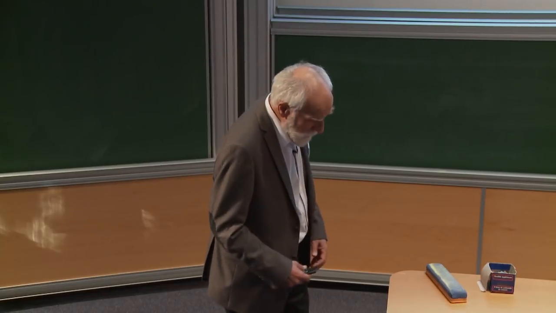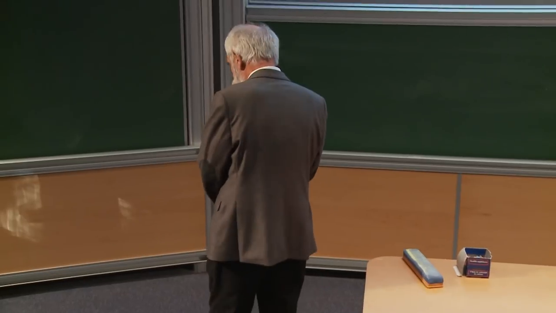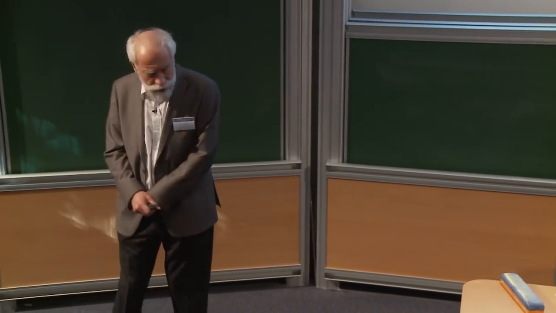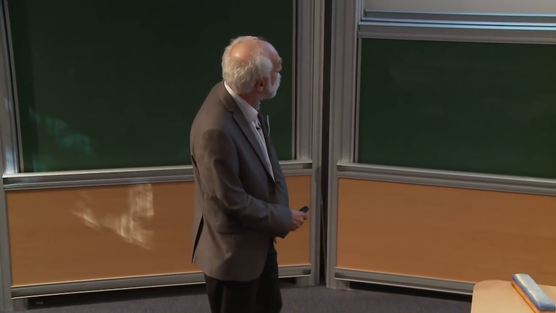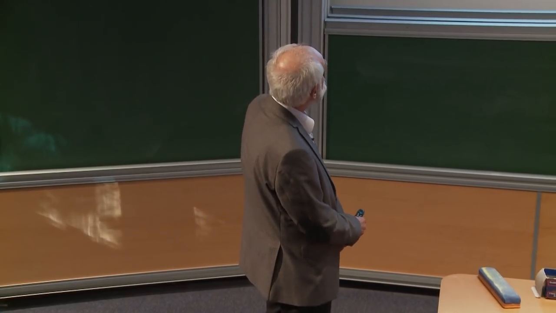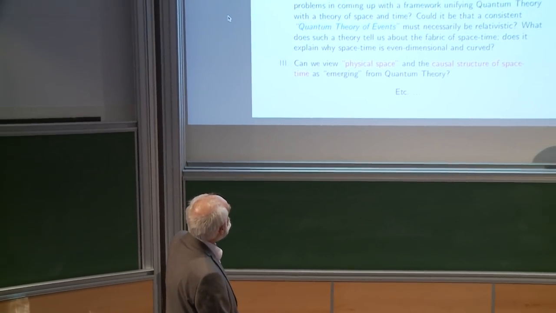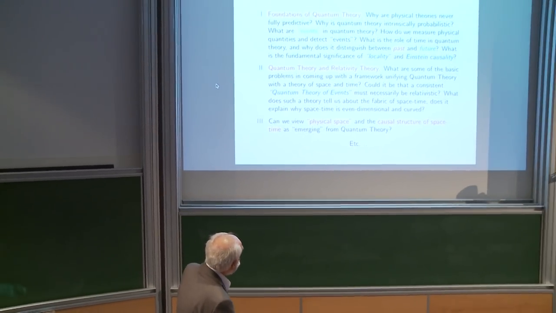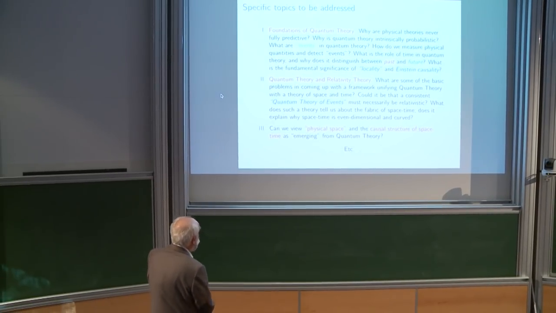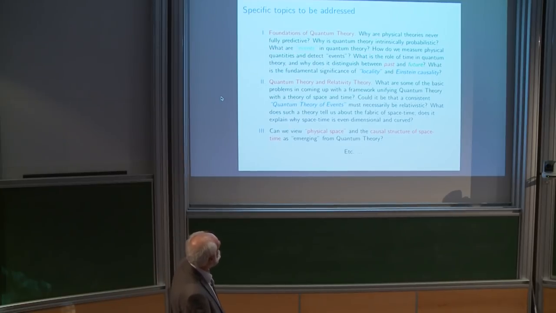So the specific topics that I should address, and of course I will not be able to talk in depth about all of them, are as follows. Foundations of quantum theory. So why are physical theories never fully predictive? That will come just next. Why is quantum theory intrinsically probabilistic? What are events? How do we measure physical quantities and detect events? What is the role of time in quantum theory?